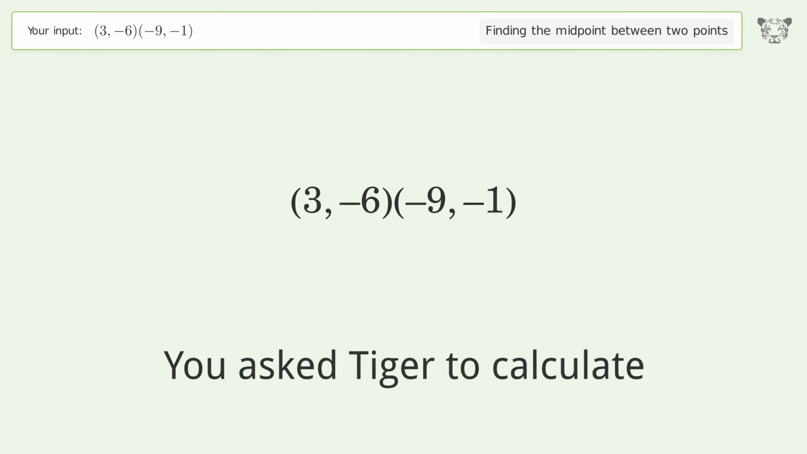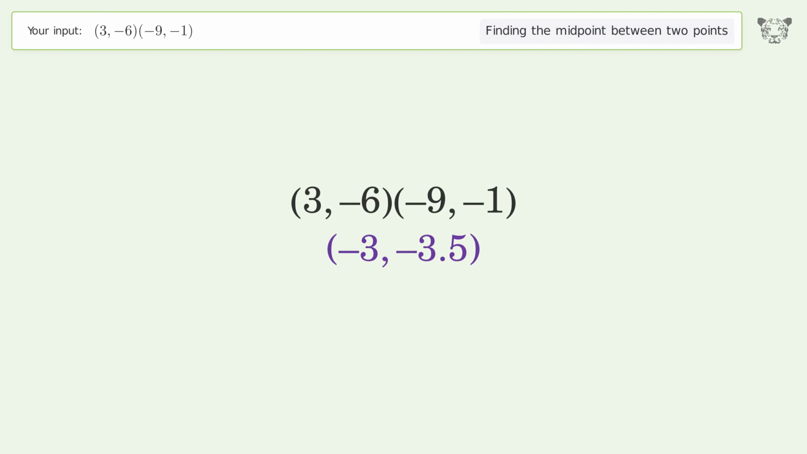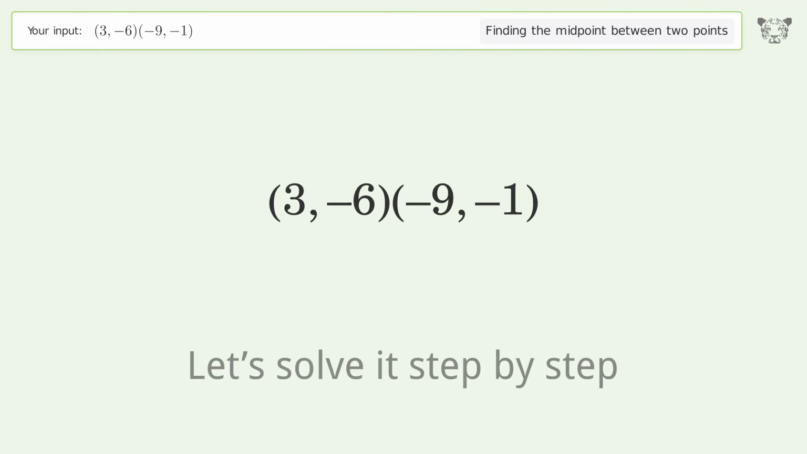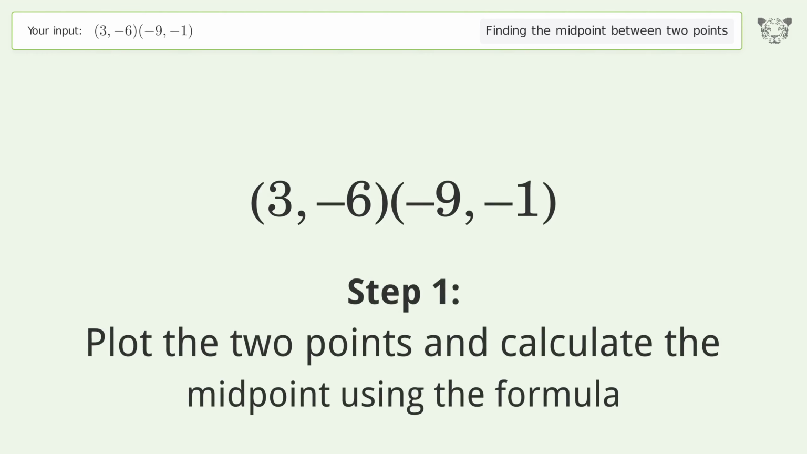You ask Tiger to calculate. This deals with finding the midpoint between 2 points. The midpoint between the 2 points is -3, -3.5. Let's solve it step by step. Plot the 2 points and calculate the midpoint using the formula.